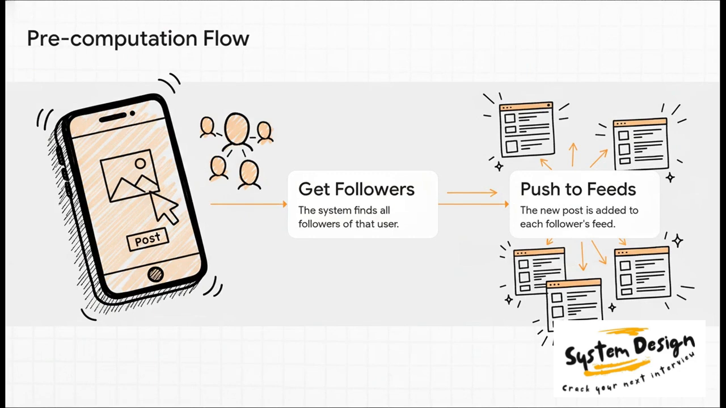So when I post a photo, the system doesn't just store it away. It immediately looks up every single person who follows me, and then it goes and inserts my new post directly into each of their pre-built news feeds. The heavy lifting only happens once, right when the post is created.